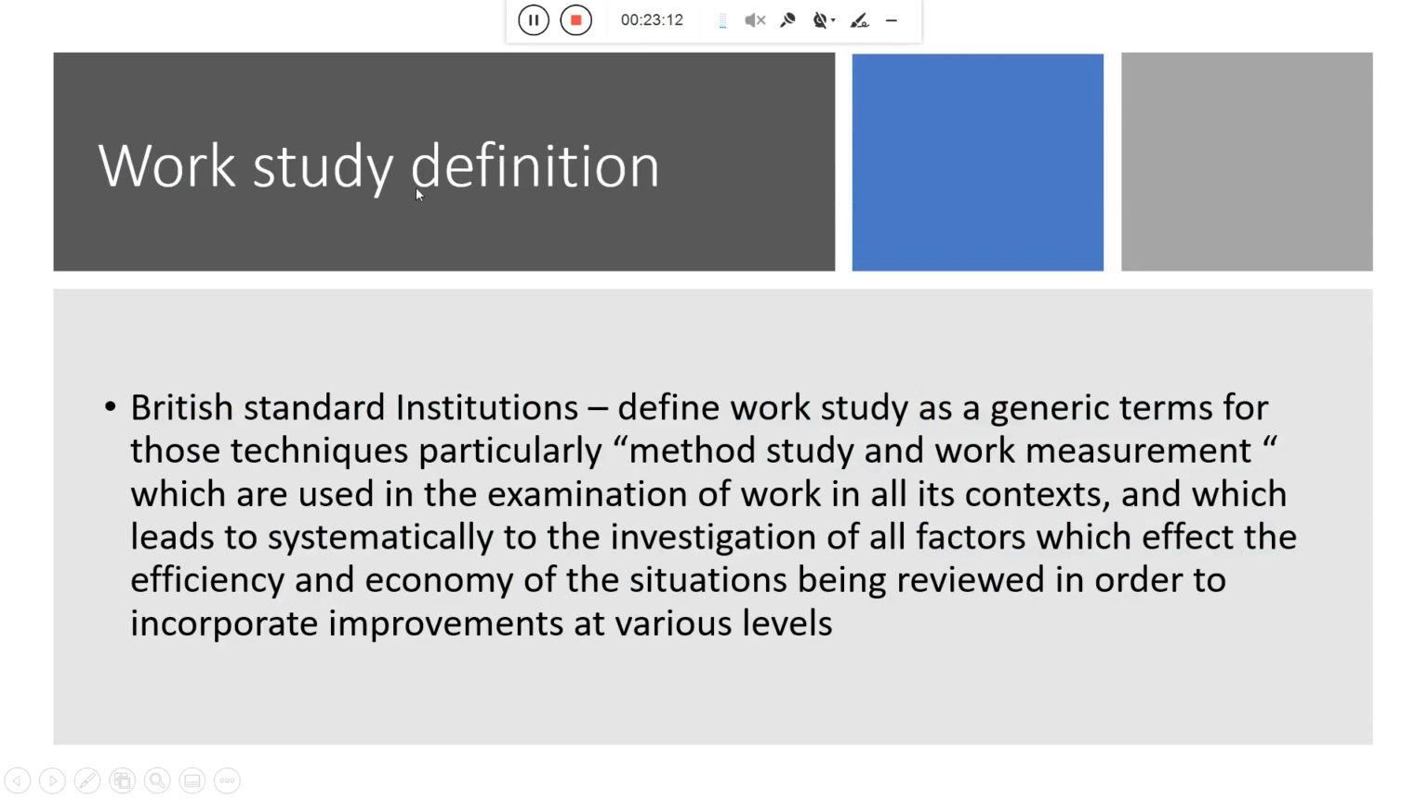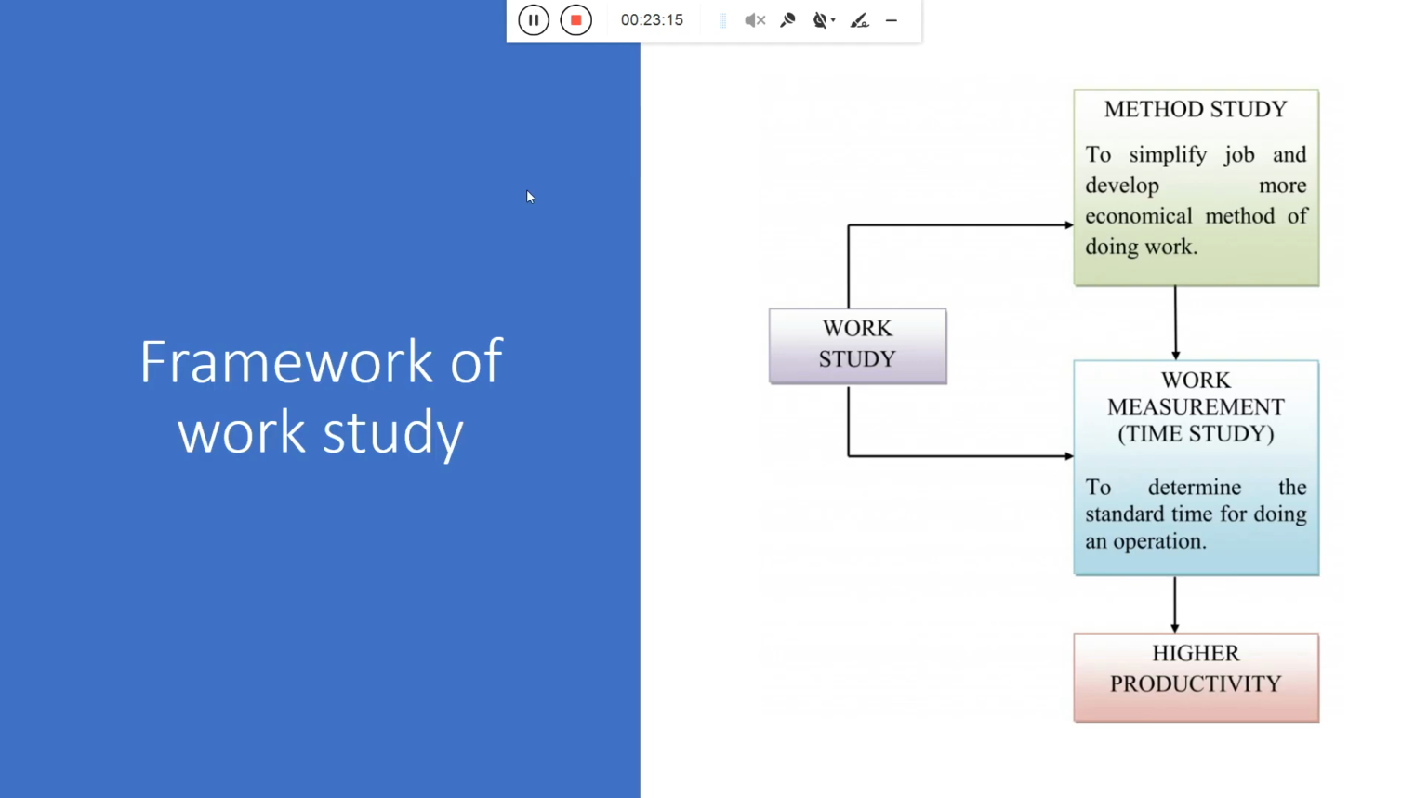I hope till now everything is clear, class. Okay, the next point, the framework of work study. I just told you, when I talk about work study, you can divide it into two things, method study and time study. The method will tell you the best method to do that particular job or operation, and the time will tell you the best suitable and optimum time to complete that particular work. So work study is nothing but the combination of method study and time study. So what is method study?